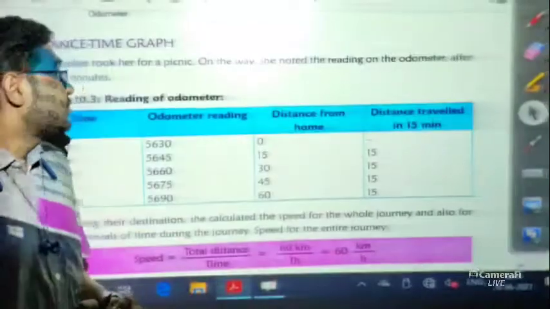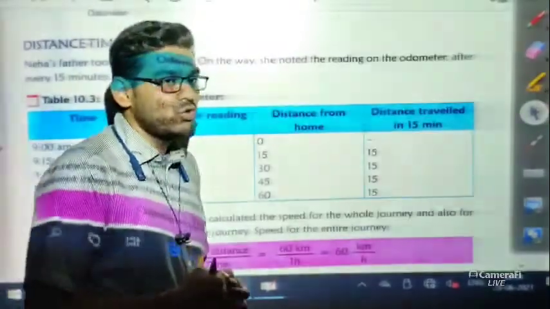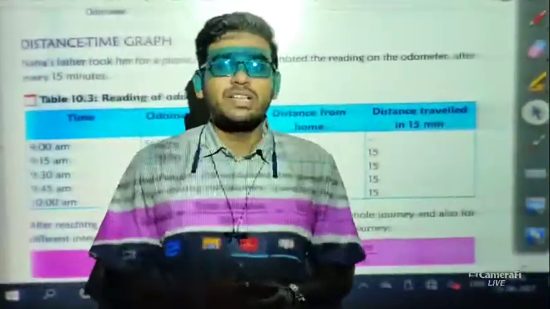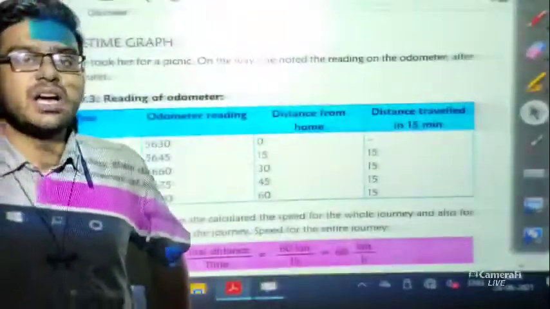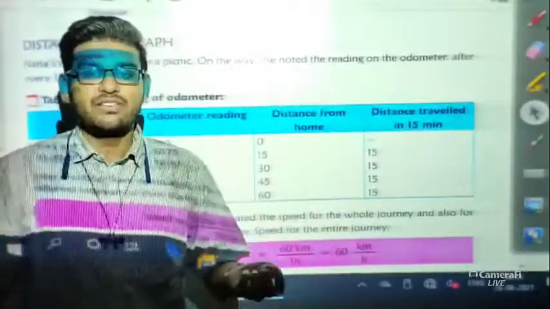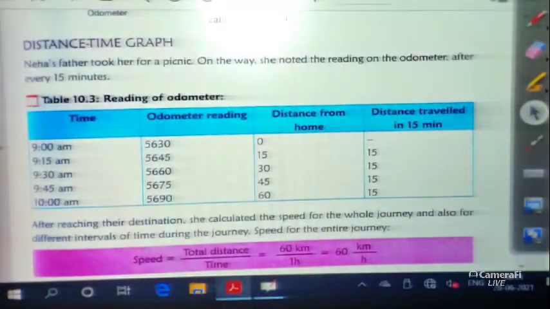So previously, in our first video lecture, we have seen how to measure speed. What is the formula of speed, and how we can convert the speed from kilometer per hour into meter per second or vice versa. So these are the things that we have already discussed in our previous classes.